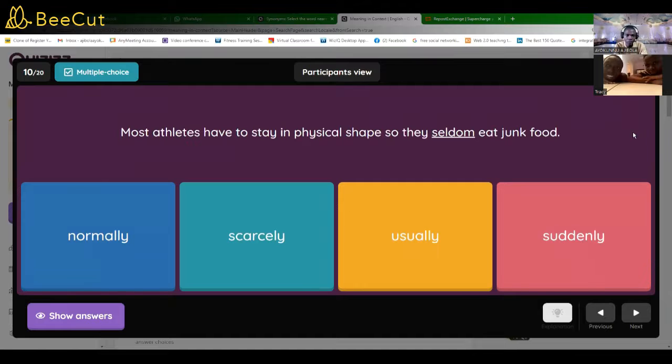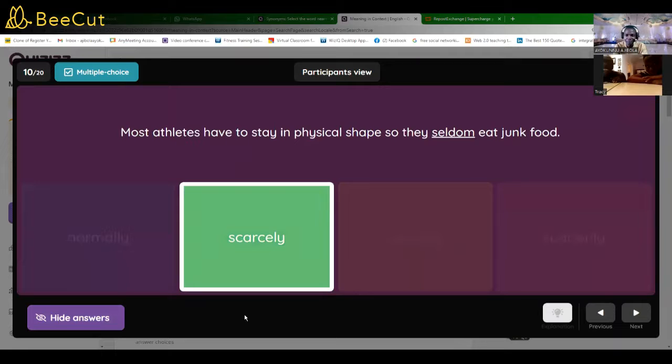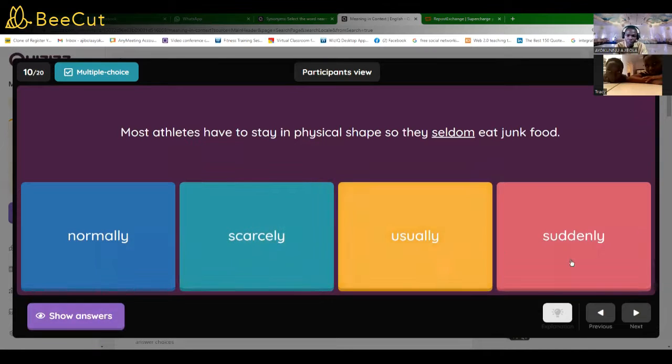Most athletes have to stay in physical shape so they seldom eat junk food. Yes, correct. So what's your answer? Sir, 8. That's wrong. It means they don't usually eat junk food. They don't usually. That is scarcely.